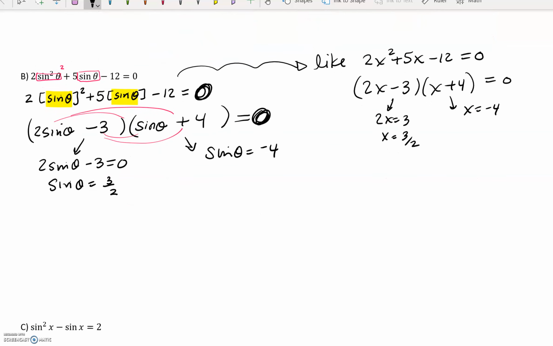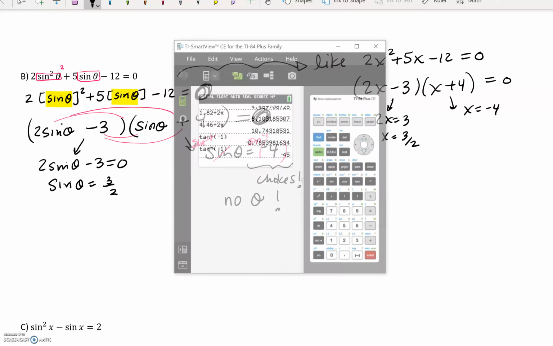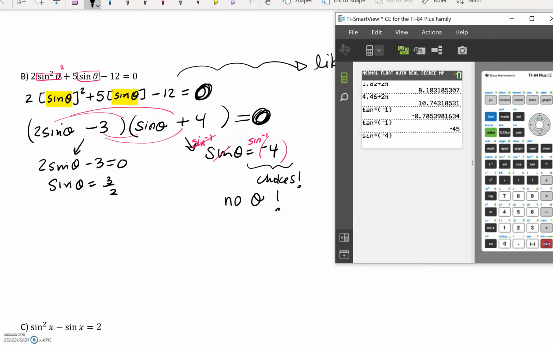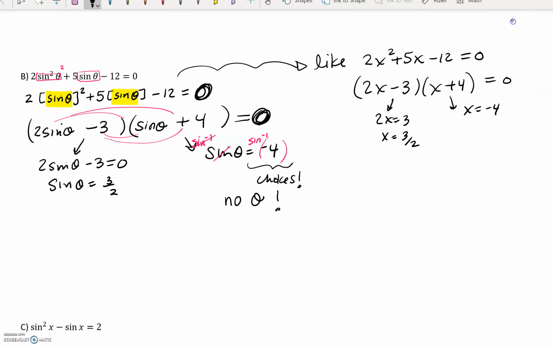And if I keep going, I think this piece is quicker to deal with. If I take the inverse of both sides, notice this piece chokes because -4 is not in the domain of the sine function, so no theta comes out of the first piece. If you didn't see that right away, if I take sine inverse of -4, I am going to get a domain error. So there's no such angle whose sine is -4. So this piece chokes, I don't get an answer there.